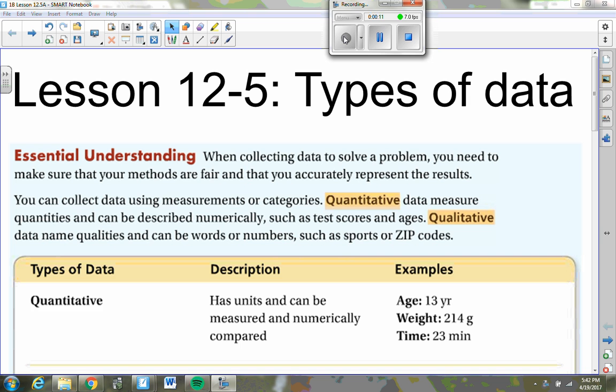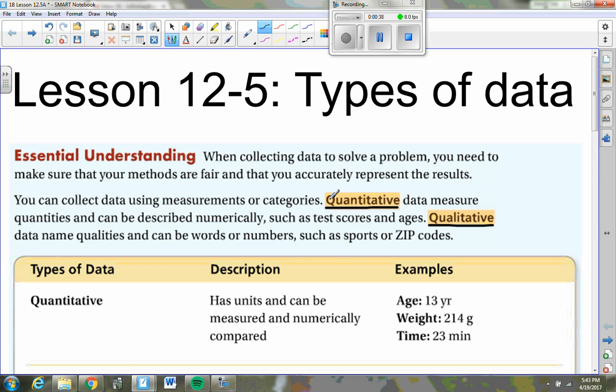In this video, we're going to be talking about different types of data that we can see when we're doing statistics problems. Okay, different types of data that we can collect from people and things like that. When you collect data, you either collect one of two types of data. It's either quantitative data or it's qualitative data.